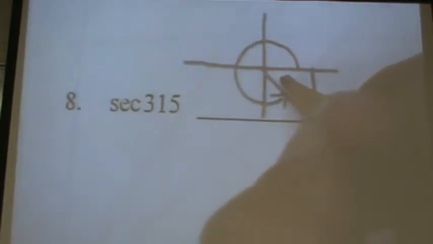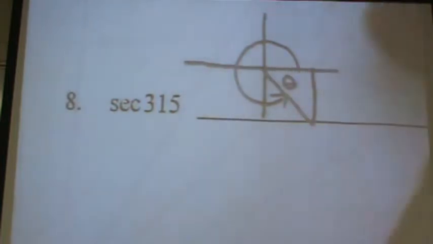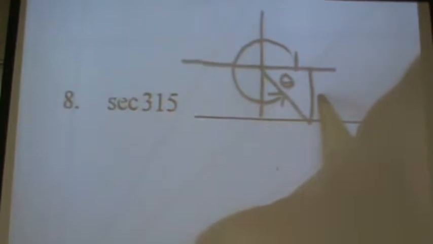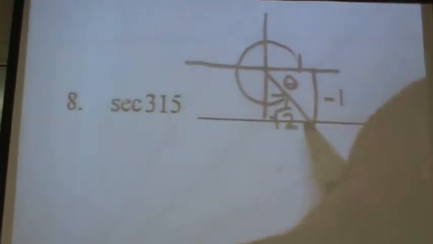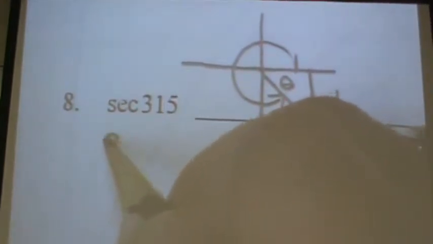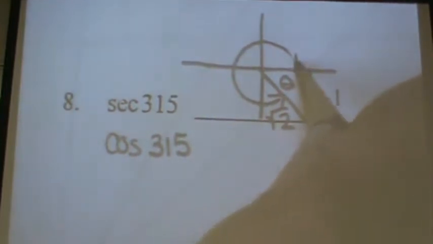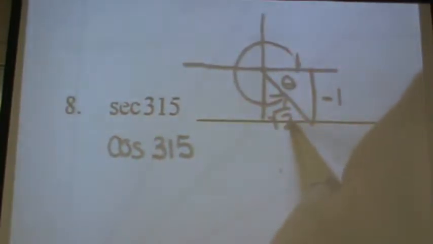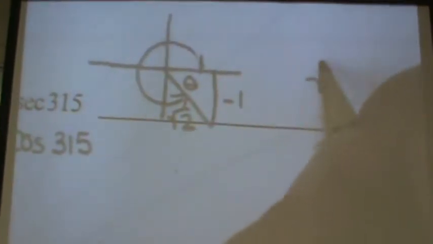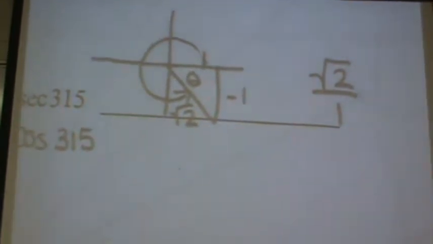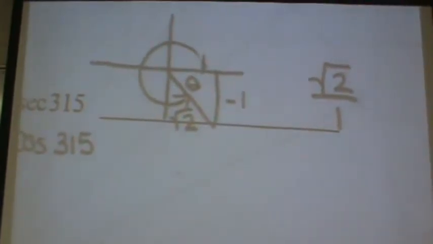So this is a 45-degree angle, so can you name these two sides? This is gonna be a 1, what's this? Negative 1. Good. Okay, so now, secant is the reciprocal of cosine. And what's cosine? Adjacent over hypotenuse. So what are you gonna write? Root 2 over negative 1. It'd be hypotenuse over adjacent.